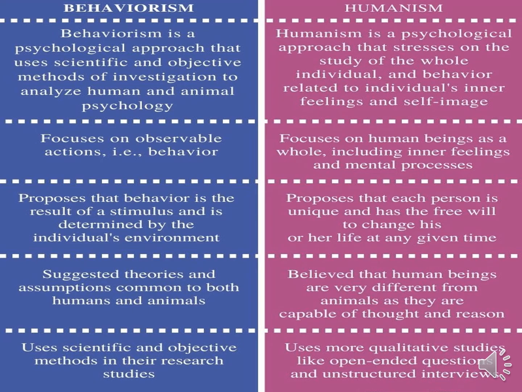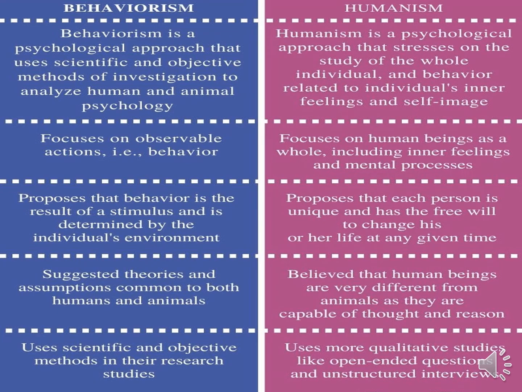Behaviorism emphasizes the importance of observable actions, such that behavior is shaped by the environment, and humanism, on the other hand, emphasizes the study of the whole person and the inner feelings, which means the behavior of the human is included in humanism. So in what way are they similar? Both of these philosophical approaches focus on human beings and their behavior. Each perspective also has its own strengths and weaknesses.